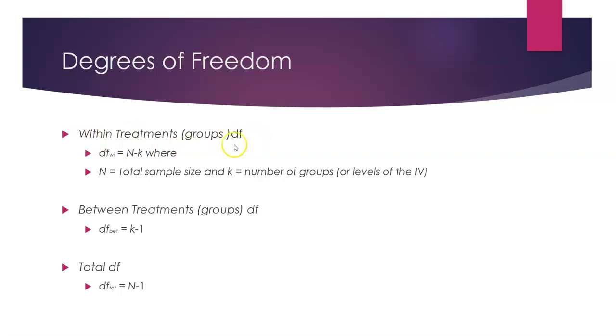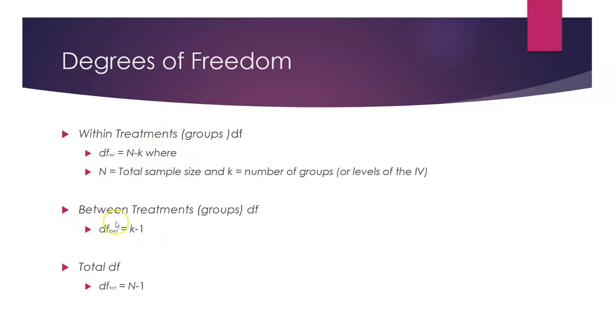So our within treatment degrees of freedom, the notation will be df within, is going to be equal to n minus k, where n is the total sample size, so across all of the groups, the total number of people included in the study, and k is the number of groups, the levels of the independent variable. So in an ANOVA with a sample of 100 and 3 different groups, n would be 100, k would be 3, and our within treatment degrees of freedom would then be 97. Right? 100 minus 3 is 97.